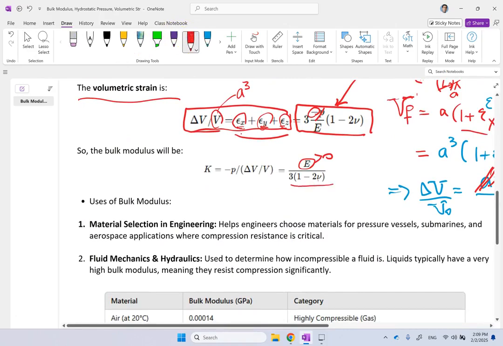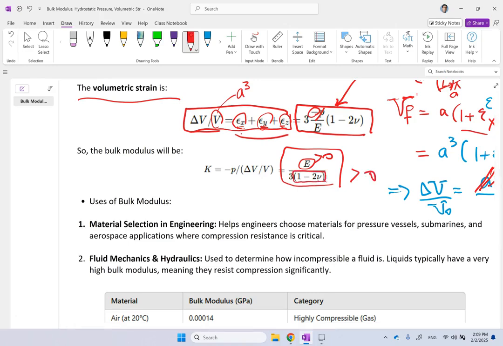Okay, now if I come back and in this bottom one say, hey, this whole K is positive. This whole thing is positive. And I know the numerator of it is positive, so the denominator, which is 3 times 1 minus 2 nu, this guy has to be positive. And guess what? 3 has no effect, so 1 minus 2 nu is positive. That means nu should be less than 1/2.